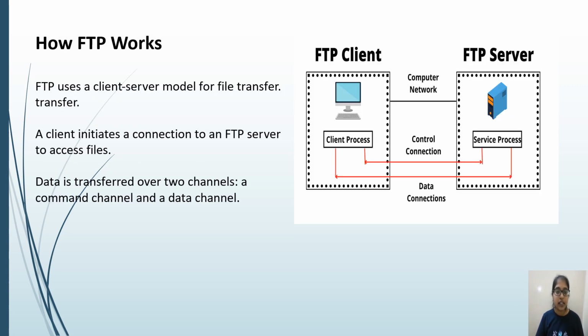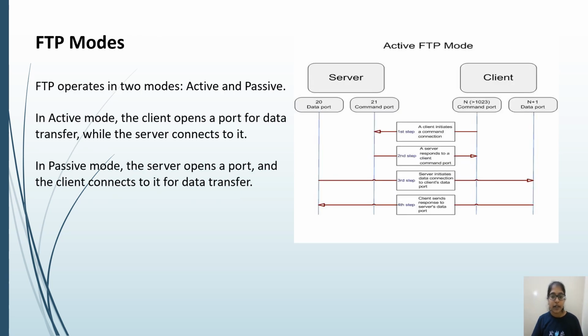How FTP works. FTP uses a client-server model for file transfer. A client initiates a connection to an FTP server to access the files. Data is transferred over two channels, a command channel and a data channel.